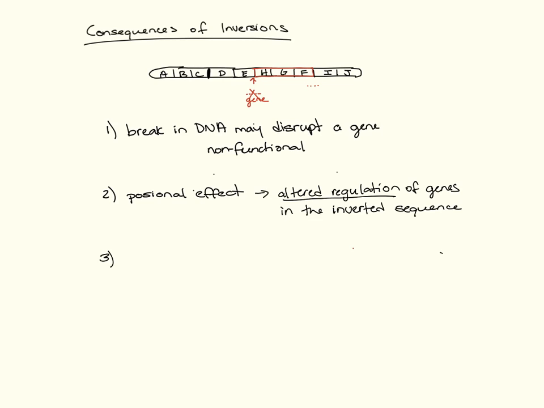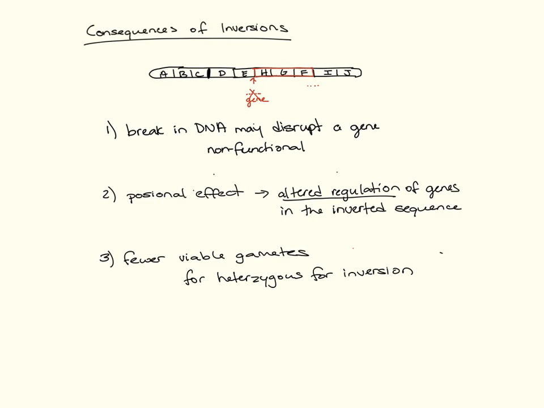And then the third effect that can happen from these inversions is when a cell that has these inversions gets ready to go through meiosis to form gametes, you can end up with fewer viable gametes. And so, in humans that would translate into reduced fertility. And this is true for individuals who are heterozygous for the inversion.